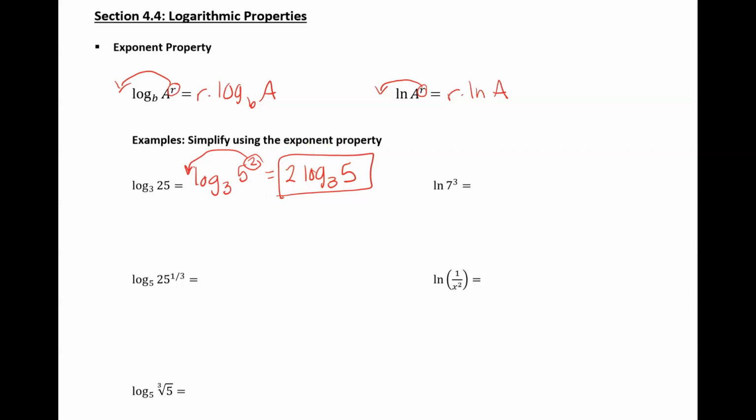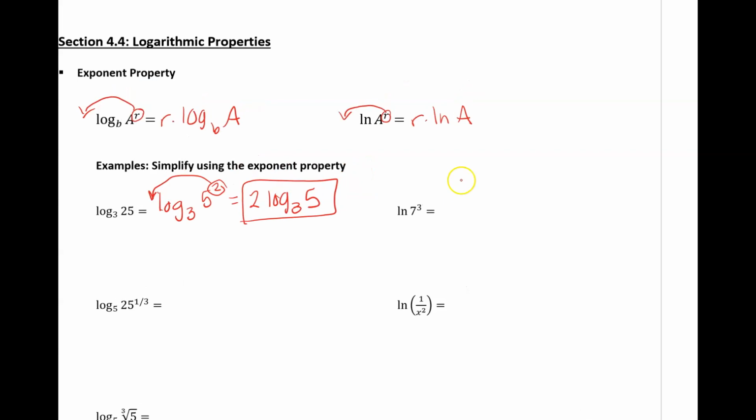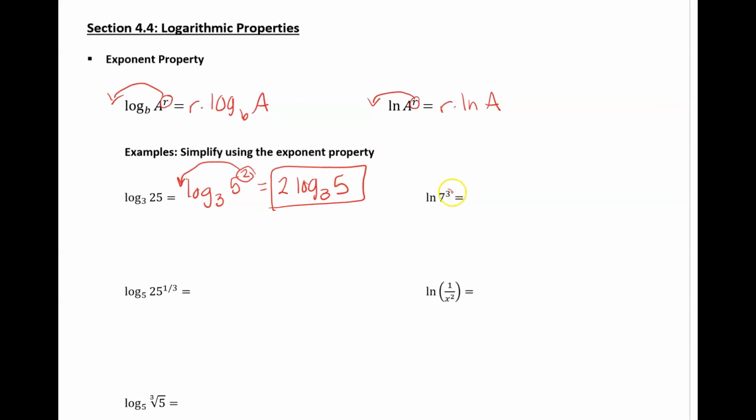Now this next one is already set up for us. We can see that it has an exponent right here. So I'm going to bring that out front. So I'm going to say 3 ln 7. So I'm just rewriting these based on this exponent property. I'm not doing anything else to them.